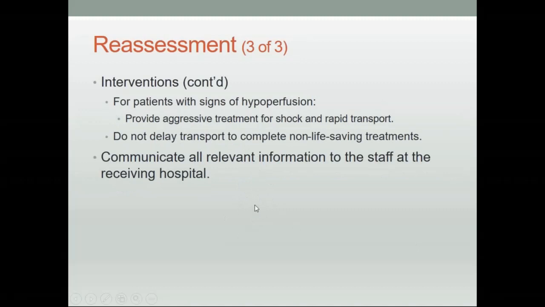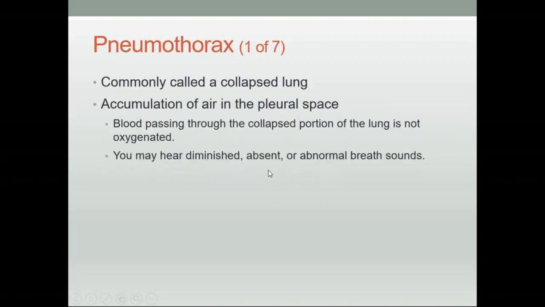We're always going to reassess our interventions as we reassess. Is that occlusive dressing that we taped with three sides on the chest still in place so that they're not pulling extra air into their chest with that sucking chest wound? And then we're going to communicate all of that to the receiving hospital and then document it in our patient care report. Pneumothorax. Let's talk about some specific injuries, and then we'll wrap up this chest trauma chapter.